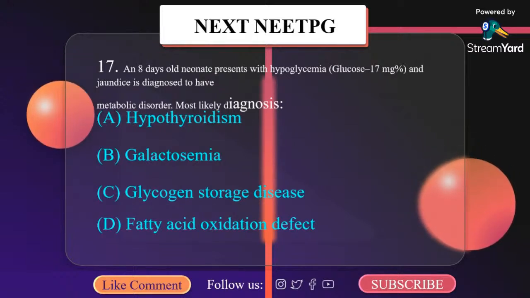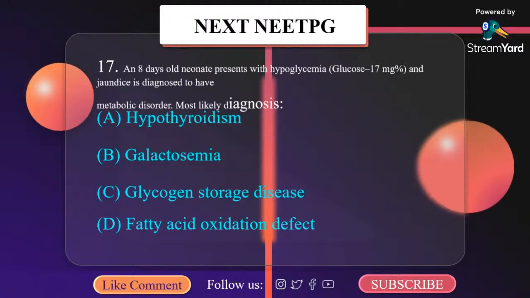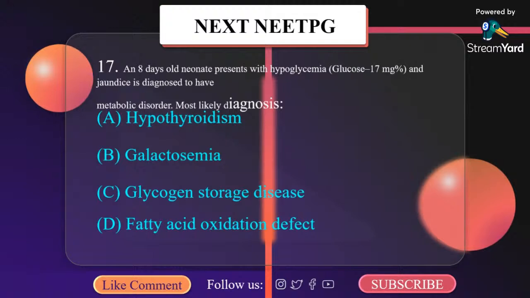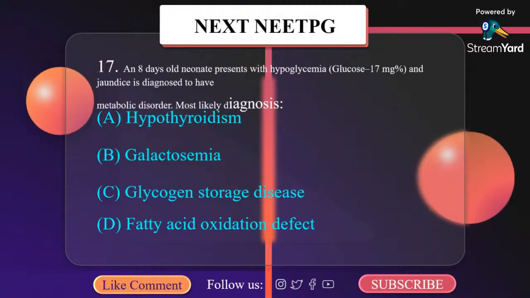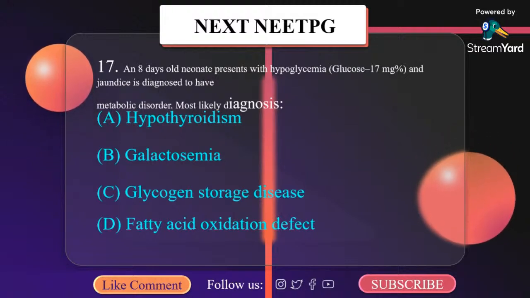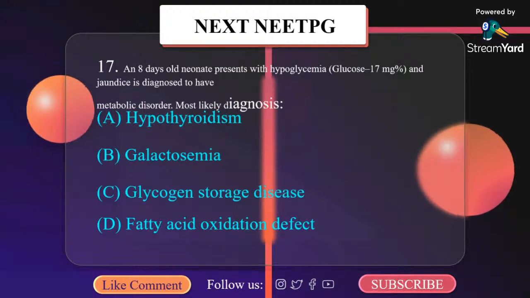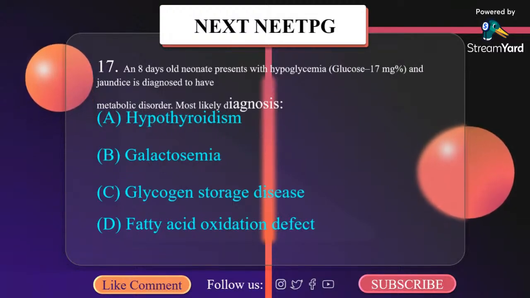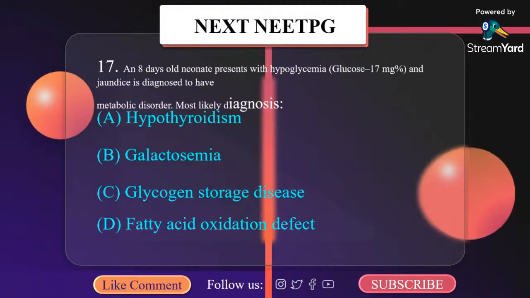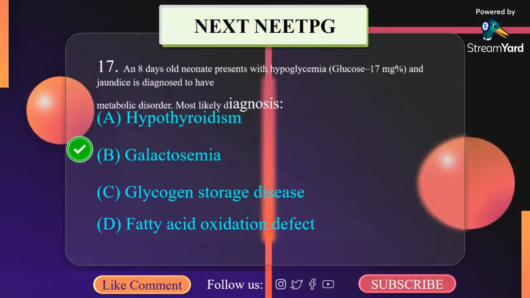An 8-day-old neonate presents with hypoglycemia. The glucose is just 17 milligram percent, and jaundice is diagnosed to have a metabolic disorder. The likely diagnosis is A. Hypothyroidism. B. Galactosemia. C. Glycogen storage disease. D. Fatty acid oxidation. Here, hypoglycemia and jaundice in a neonate after the initiation of breastfeeding suggests a diagnosis of galactosemia. So, the correct option here is B, galactosemia.